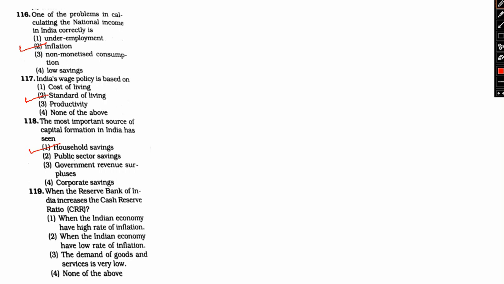So for last question আমরা চলে যাচ্ছি, that is 119. When the Reserve Bank of India increases the cash reserve ratio or CRR, so Reserve Bank CRR or cash reserve ratio টাকে কখন increase করে? So option 1 when Indian economy has a high rate of inflation, option 2 when Indian economy has low rate of inflation, option 3 demand of goods and services is low and option 4 none of the above. So একটু আমরা ডিটেইলে দেখে নিব.